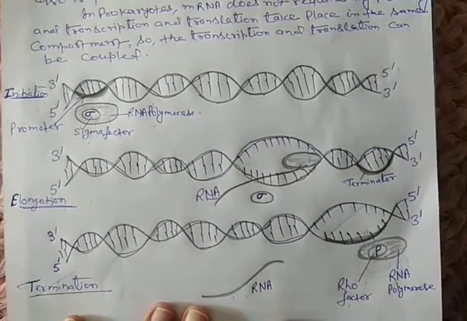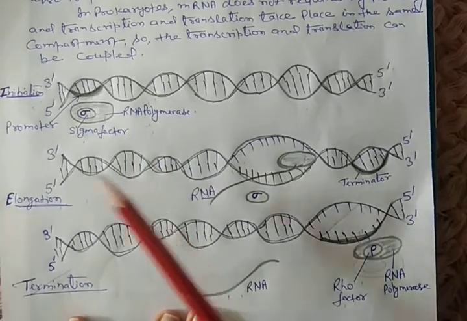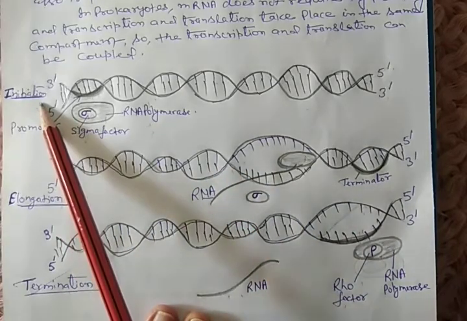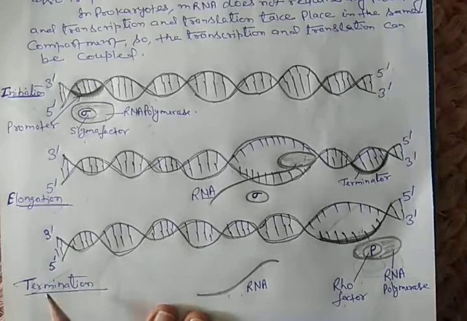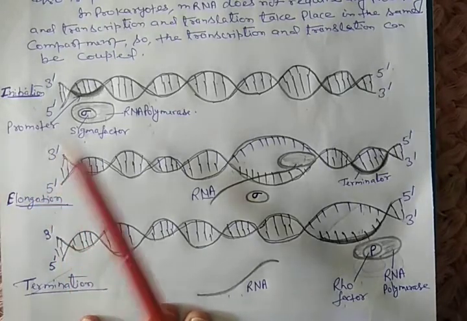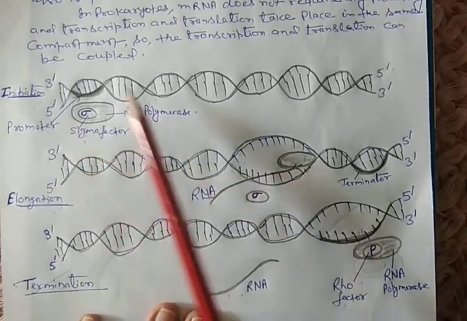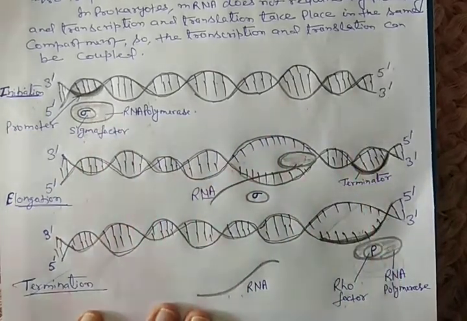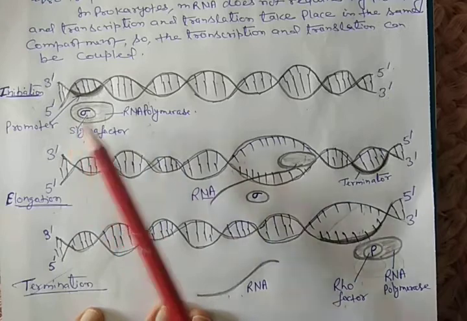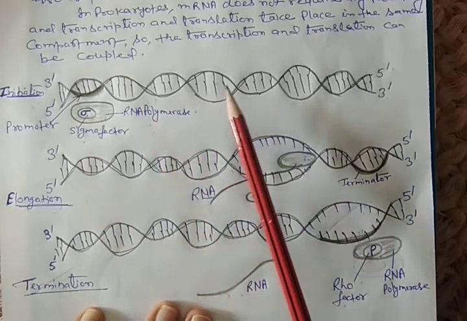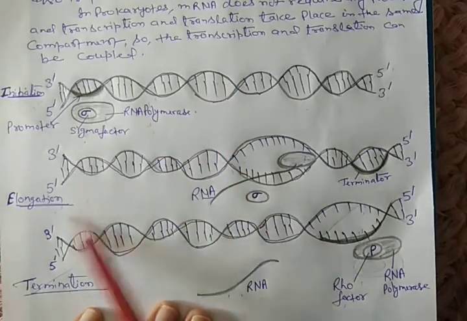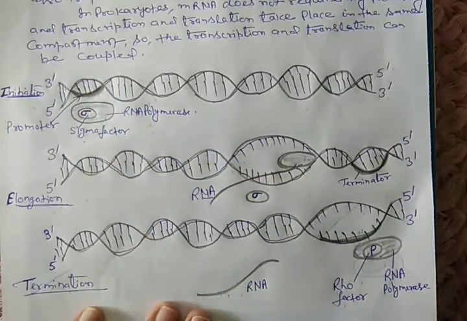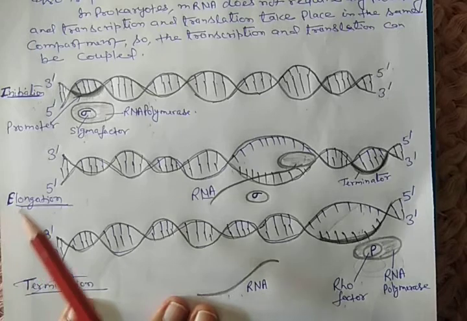In prokaryotes, the process of transcription is completed in three steps: initiation, elongation, and termination. We know that in a transcription unit there is the promoter region and the terminator region, and in between promoter and terminator there are the structural genes. Suppose this one is the promoter region. So first of all, what occurs?